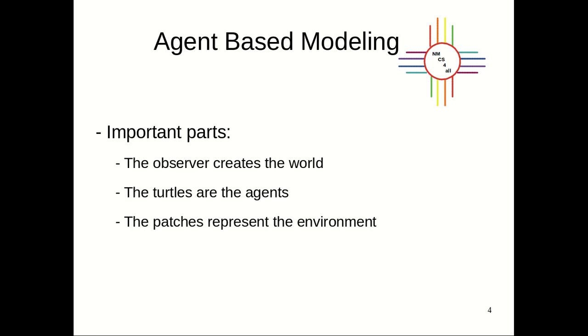There are three important parts of a model in NetLogo: an observer who creates the world, turtles who are the agents of the model, and the patches representing the environment.